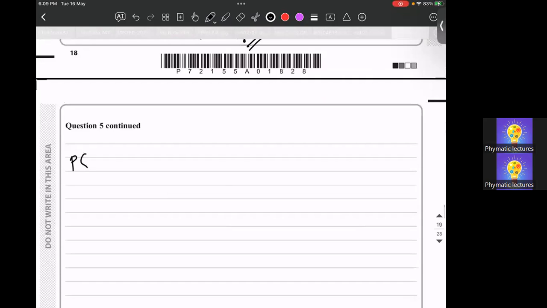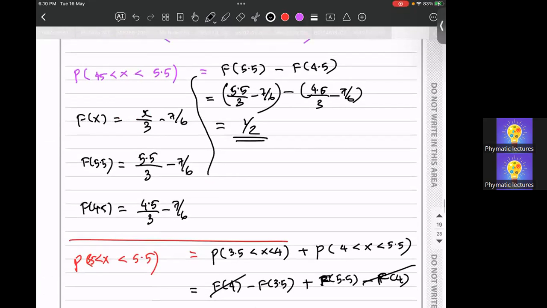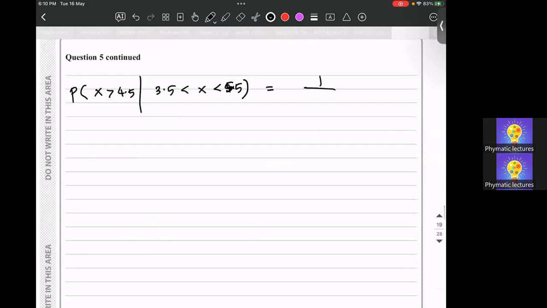Therefore, probability of x greater than 4.5, given that it is in between 3.5 to 5.5, is equal to, what is the common region? That is 1 by 2 divided by 5 by 8. So 1 by 2 divided by 5 by 8. If you are simplifying, you will get it as 8 by 15. So that is the answer for this question.